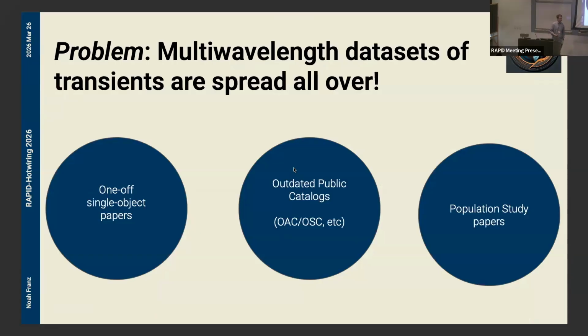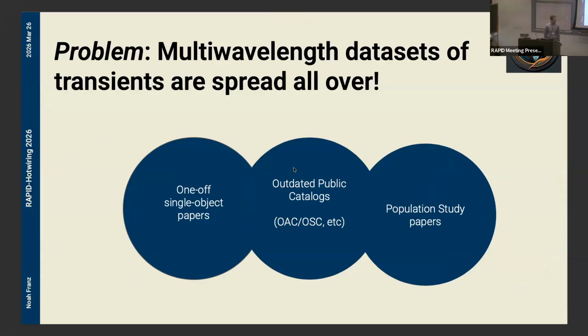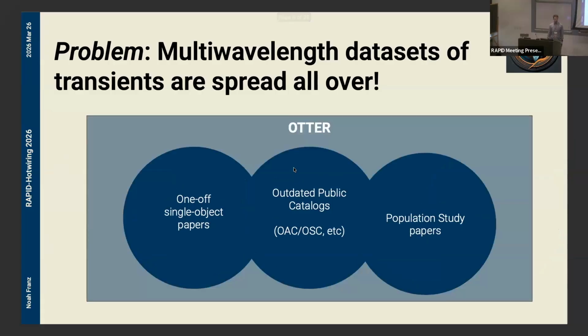But the problem is that these multi-wavelength data sets are spread all over the place. They're in one-off single object papers. They're in outdated public catalogs like the Open Supernova Catalog or Open Astronomy Catalogs. And they're in population study papers. And to further complicate the situation, there's actually overlap between all of these things, right? So you can imagine a population study paper that includes a lot of data from a bunch of different one-off single object papers, but also presents new data. And so when compiling a catalog, you need to deduplicate all of this data and make sure you're not using the same observation twice. And so this is what OTTER is.